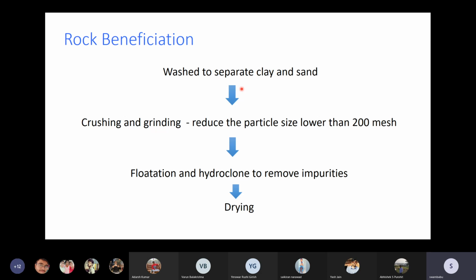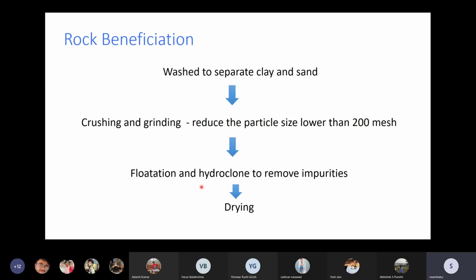Flotation is a simple process. If you take these particles, put them in water and do froth flotation, all these impurities tend to come outside. That way they separate these impurities from the phosphate rock using the flotation technique.